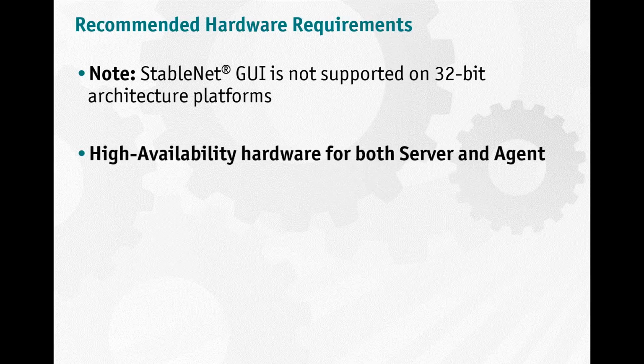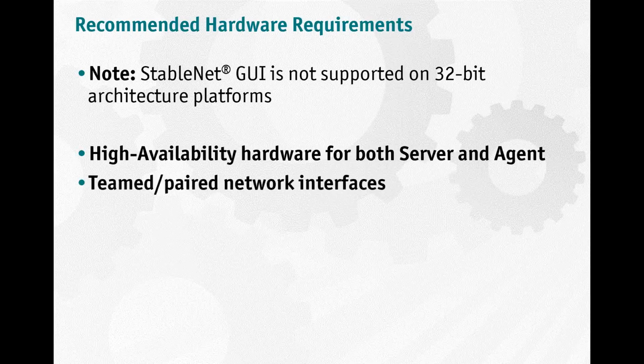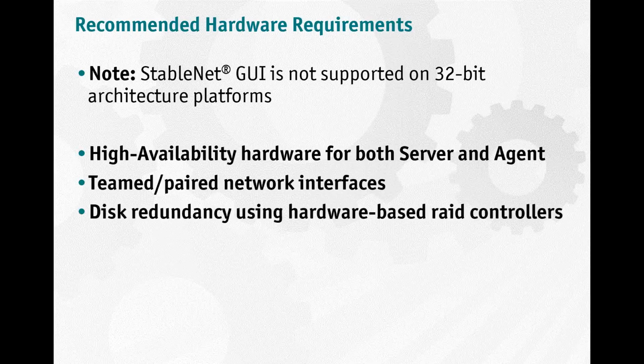For the server and the agent hardware, we recommend to use high availability, including power supplies and fan drives, and also to use teamed or paired network interfaces, which are connected to a high availability network infrastructure. Also, your disks should use a redundant hardware based on RAID controllers, and we recommend here to use a RAID 1 mirrored as best decision, or also RAID 5 block level striping.